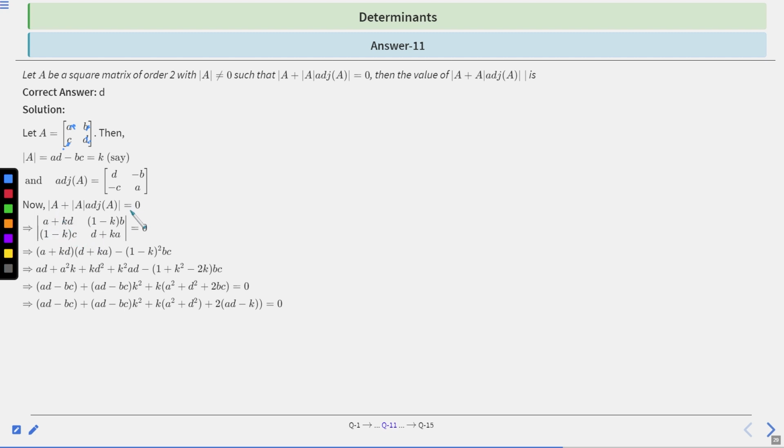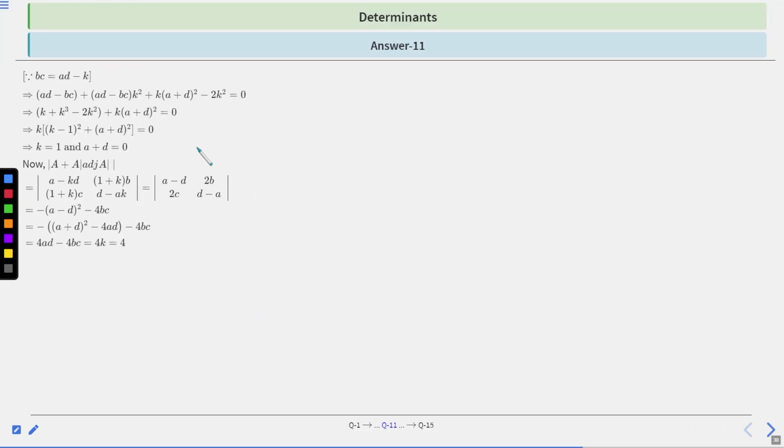Now, determinant value of A plus determinant value of adjoint of A can be calculated as A plus KD, 1 minus K B, 1 minus KC, D plus KD, equal to 0, right? After solving this and adjusting, you will get AD minus BC plus AD minus BC K square plus K A square plus D square plus 2 AD minus K is equal to 0, right?